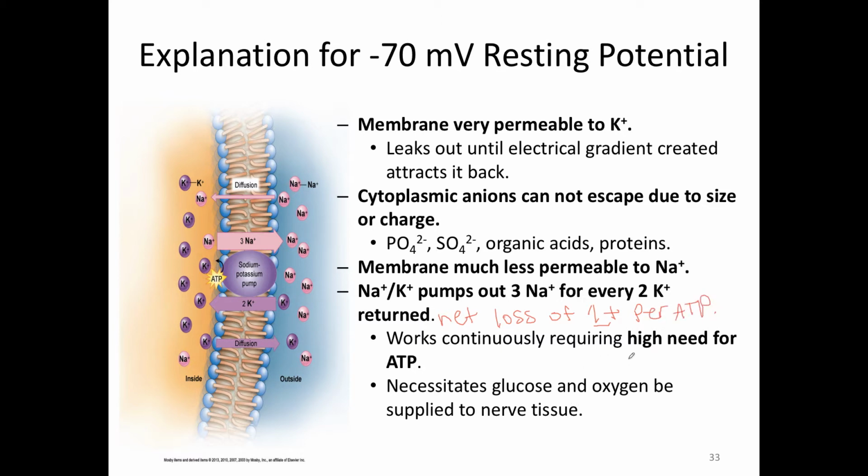And these work continuously, which requires a really high need for ATP. And that's what makes neurons so glucose and oxygen hungry. They use up these things a lot because they're always powering this pump. So this is why you should eat in class, because neurons need glucose.